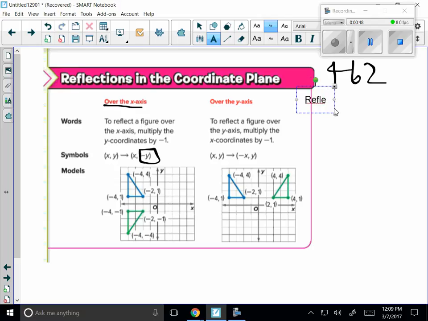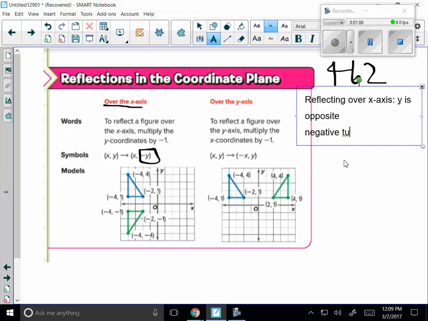So I'm going to actually type it. If you have room on the side, which you do, go ahead and write it. Reflecting over x-axis, y is opposite. So what does that mean? If the y is already a negative, it's going to become a positive. Okay, so negative turns positive, and then positive turns negative. So they switch for the y.